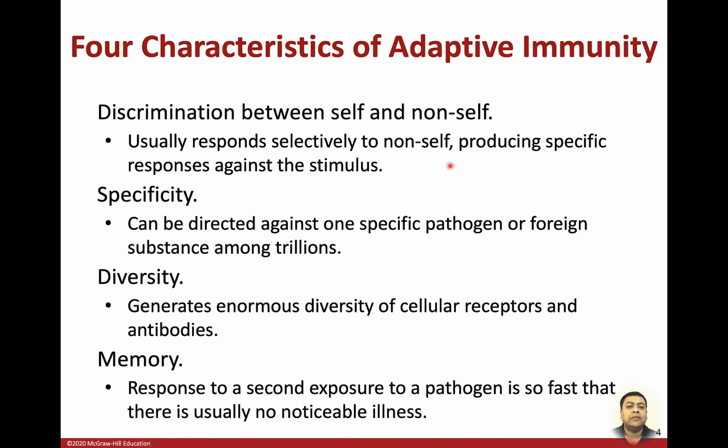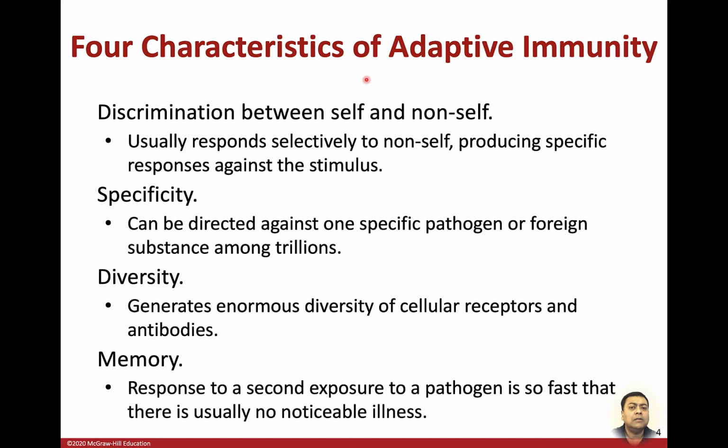Then there are some characteristics of the adaptive immunity. The most important part is the discrimination between self and non-self. It usually responds selectively to non-self, producing a specific response against the stimulus. Why is it important? Because we have thousands of different proteins in our cells, and if by chance the T cells or the B cells of the adaptive immunity react with them, that will be detrimental to our own body, because these proteins are present on our cells and they are going to be attacked.